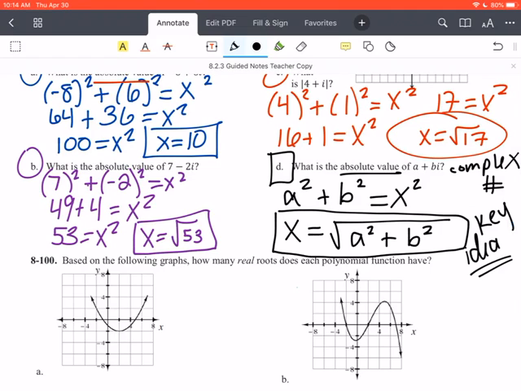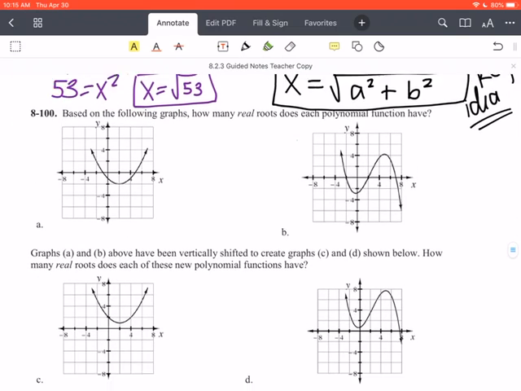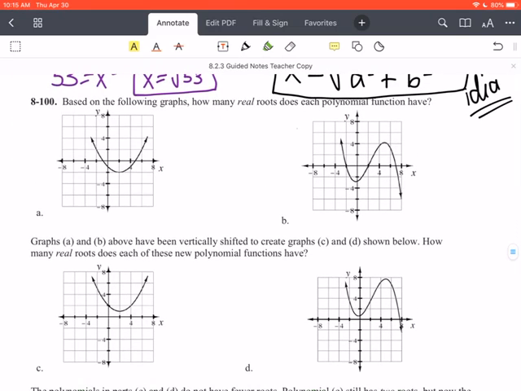Key idea. Okay, so that is kind of the first big concept of section 8.2.3: absolute value of complex numbers and how to graph complex numbers. So now the second component is going back to looking at roots of polynomial functions, and now we're going to consider those real roots that we did in section 1 of chapter 8 along with the complex roots that we did in section 2 of chapter 8.